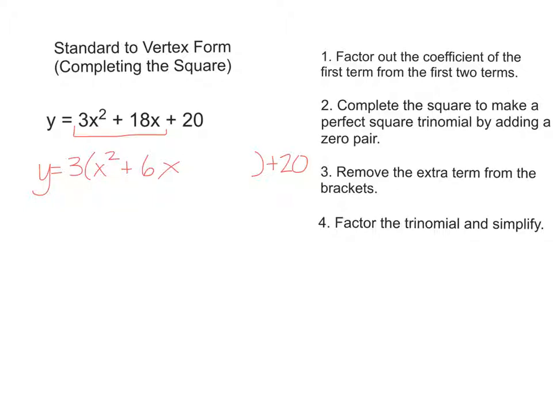So divide the 3x squared by 3, you get x squared. Divide the 18x by 3 and you get 6x. That's the first step. So you don't have to think about what's the greatest common factor. You just factor out that coefficient no matter what it is.